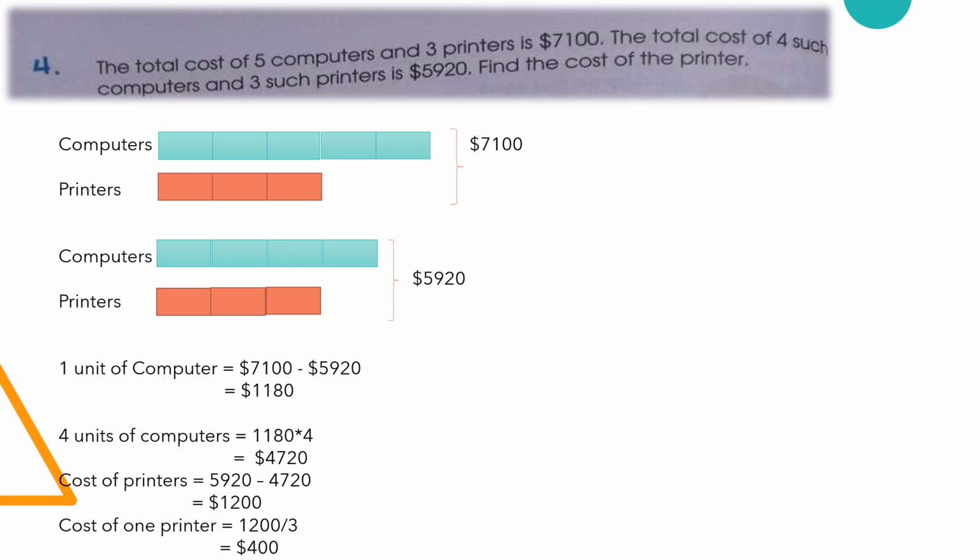Now we have the total cost of 4 computers and 3 printers, which is 5920, and we also have the cost of the computers, which is 4720. So if we subtract 4720 from 5920, we get the cost of the 3 printers, which is 1200. Once we have the cost of 3 printers, we are going to simply divide this amount by 3 to get the cost of a single printer, which is $400.